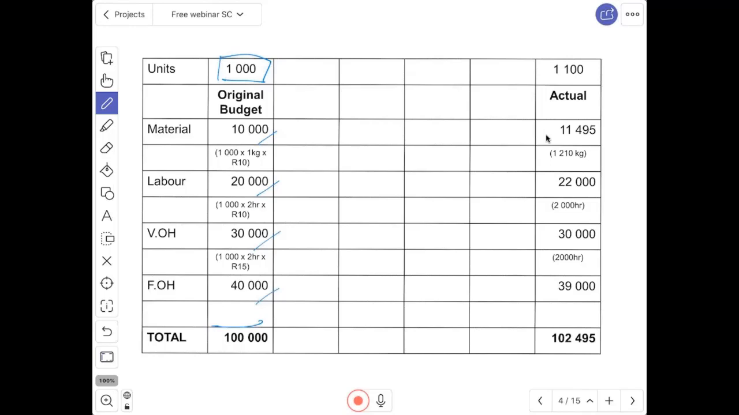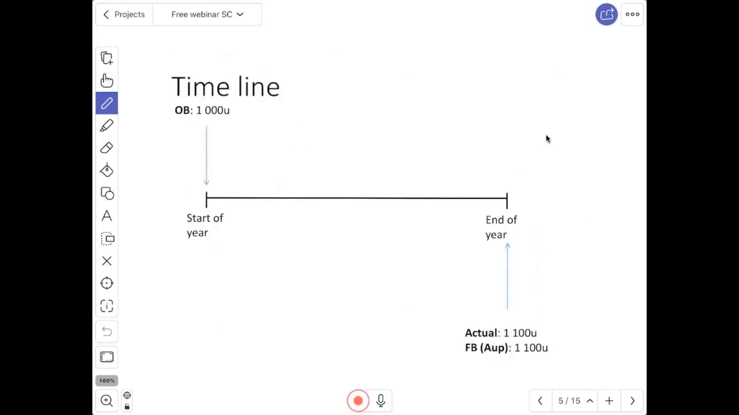So let's first look at the timeline. I love drawing pictures to myself, and if you can draw a picture and picture what you see in the case study, then it's much easier to understand. So our original budget happens when? At the start of the year. So I always draw myself at that point. At the start of the year, we are looking forward. We don't know what's going to happen. We think we're going to produce 1,000 units, and we prepare our original budget. And remember, if it's 1,000 units, we expect to spend 100 Rand per unit. So that's where our budgeted costs came from.